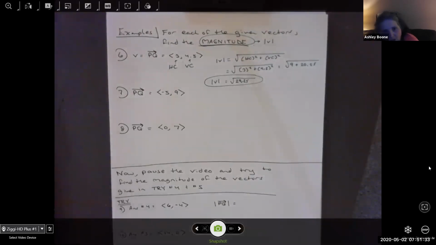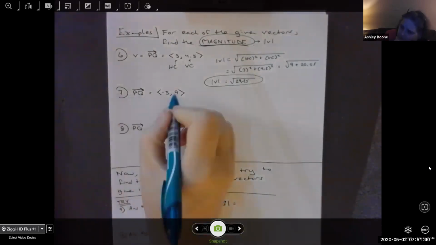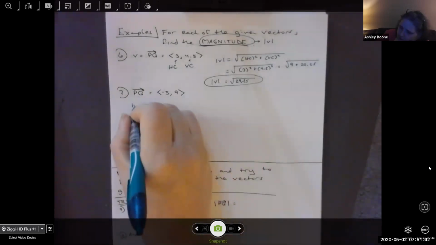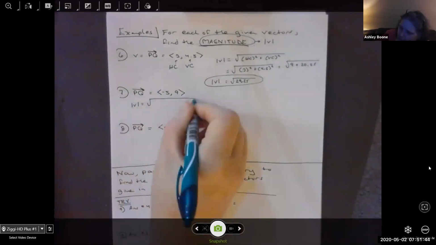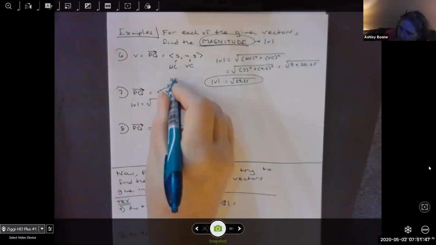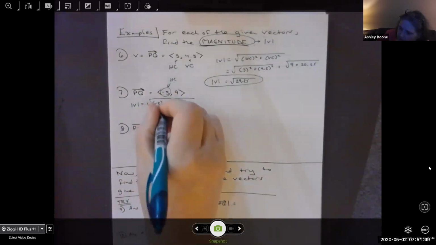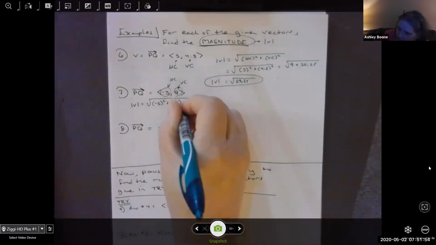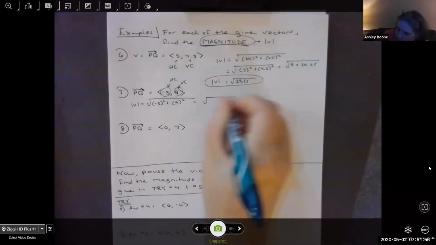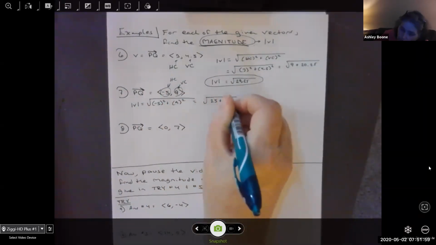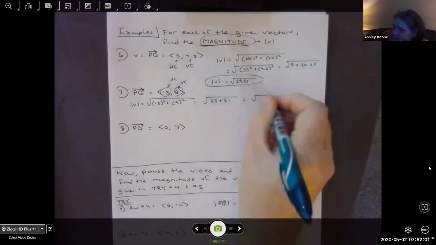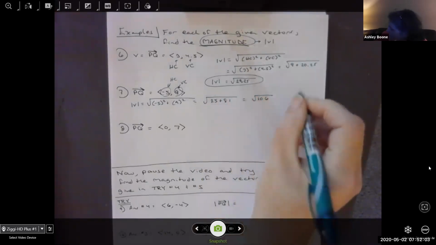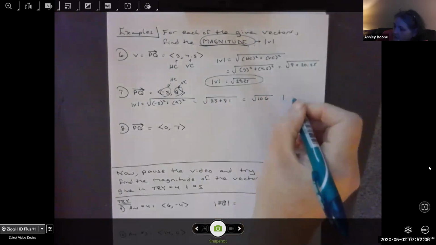If you want, go ahead and try magnitude for all of these, including the try problems we had. Go ahead and pause it. Check yourself at any point. PQ, so magnitude is going to be the square root. This is my horizontal component, so my horizontal component squared, plus, there's my vertical component squared. So that's the square root of 25 plus 81, which is the square root of 106. Simplify if you can. This one won't simplify.